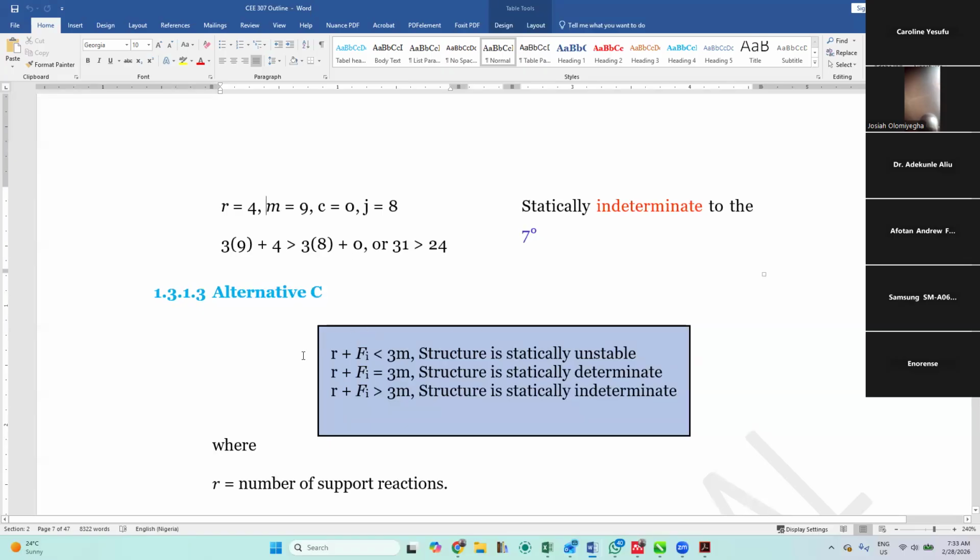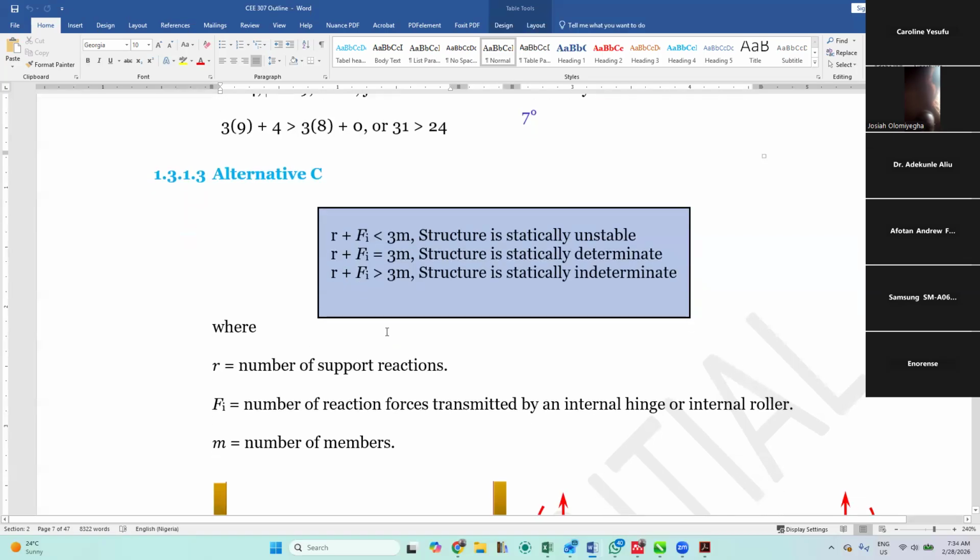Okay. Now, the other one is alternative A. This one looks almost like the other one, but the equation is different. If you look at this one, it looks like the first one that we did. This one is R plus F. As you already know, our R is the number of support reactions. Our M is the number of members. But this F is the number of reaction forces that is transmitted by an internal hinge or internal roller.